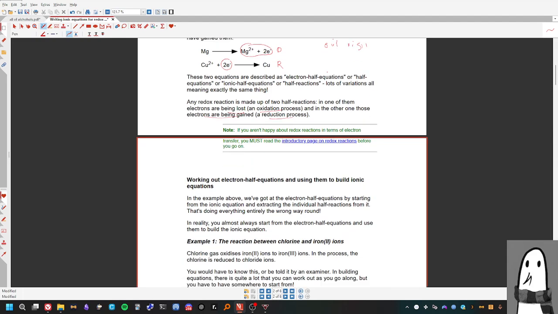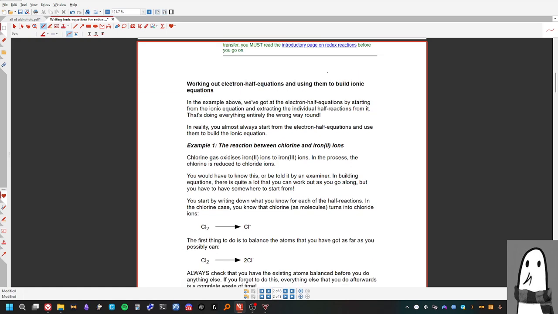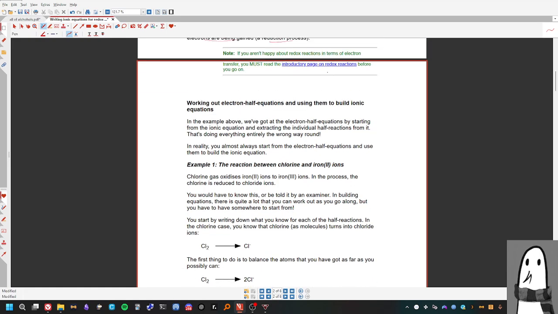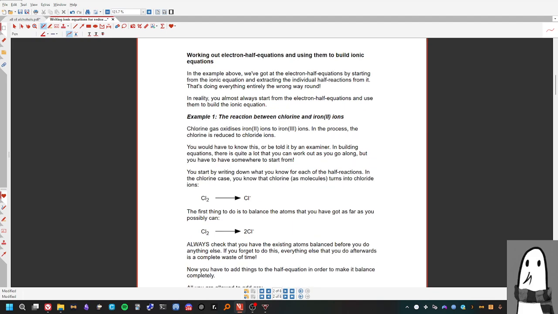I'm fine on what redox reactions are in terms of electron transfer. Working on electron half equations and using them to build ionic equations is the tough part. In the example above, we got the electron half equations by starting from the ionic equation and extracting the individual half equations from it. That's doing everything entirely the wrong way around.